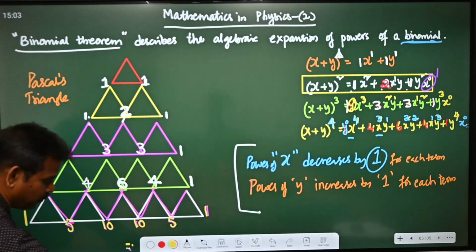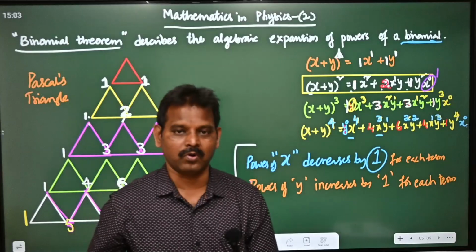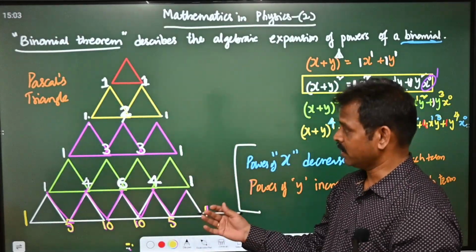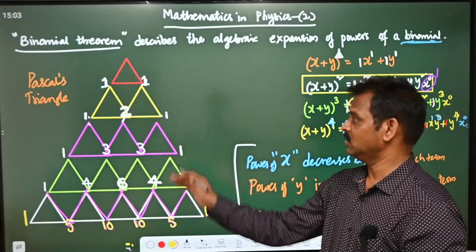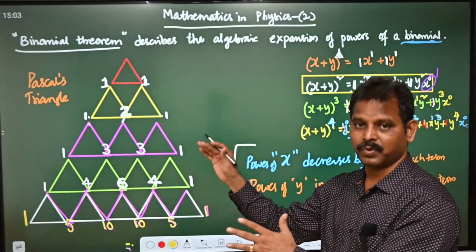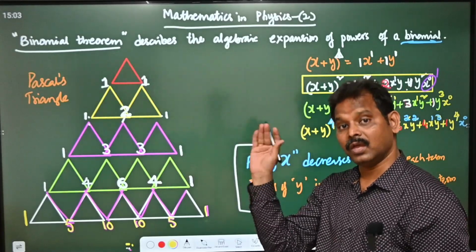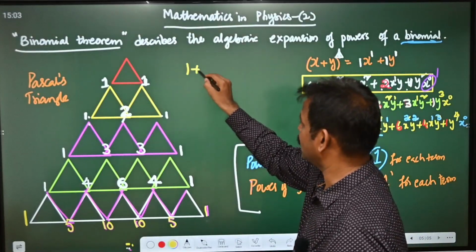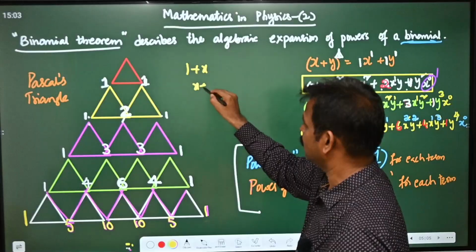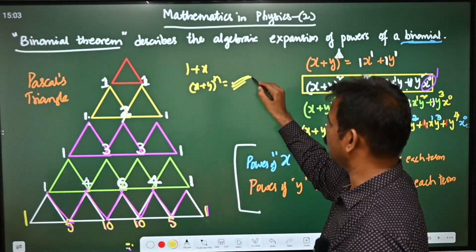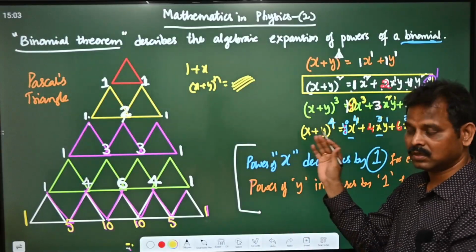So you can extend up to x plus y whole power 10 also. But if it is x plus y whole power 25, x plus y whole power 45, then we cannot draw such a big Pascal's triangle in our notes. Then we have to use the original binomial theorem for x plus y whole power n. We will discuss that later.